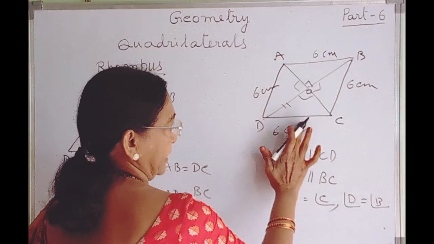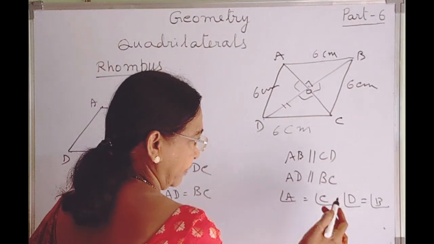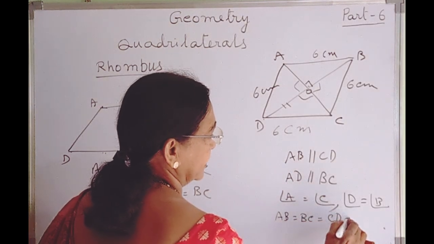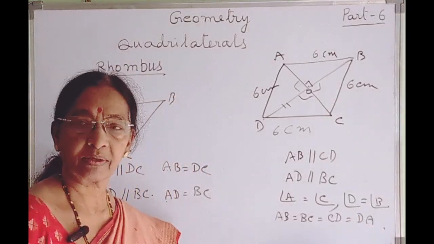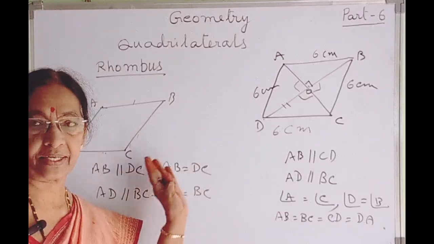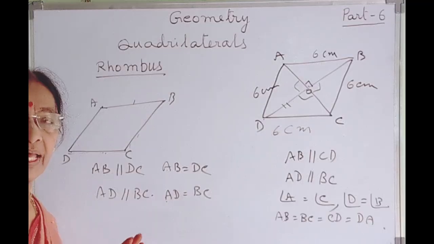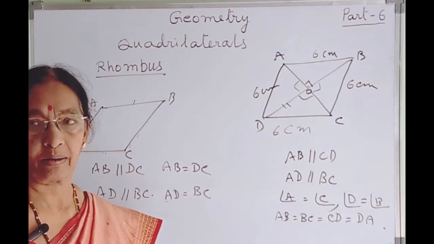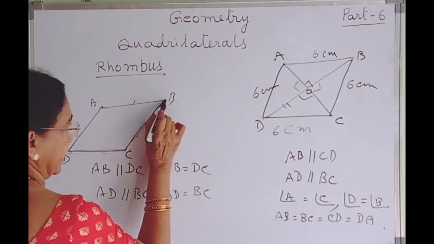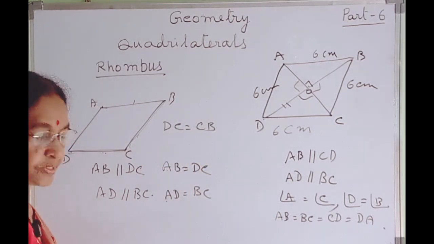But in a rhombus, opposite sides are equal and parallel, and the adjacent sides are also equal. So all the four sides are equal. That is, AB is equal to BC is equal to CD is equal to DA. So in a parallelogram, if the adjacent sides are equal, that is DC is equal to CB, then the parallelogram becomes a rhombus. Only one condition.